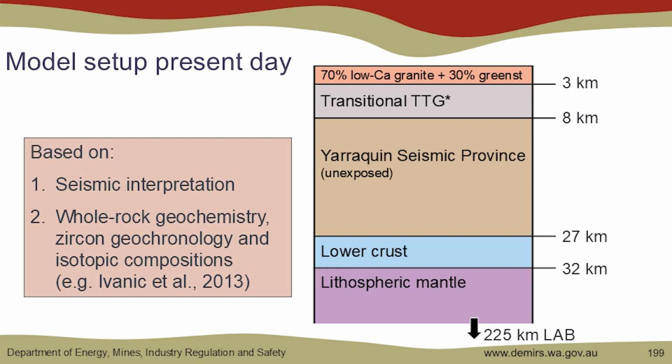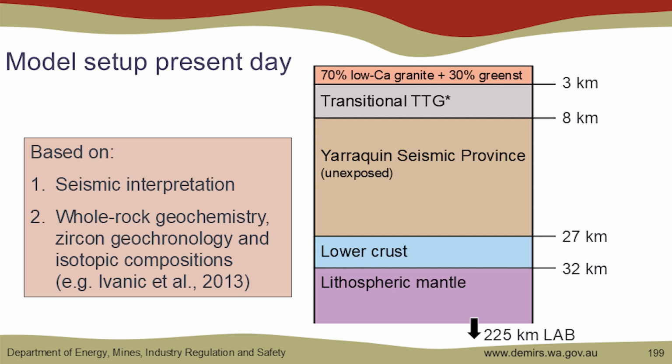Okay, so zooming in on what the crustal architecture looks like in the present day, this is largely based on the seismic interpretations that we have. And in terms of the petrogenetic models that we have for these rock types, that really comes from our zircon geochronology and isotope information. And so at the present day, we've got a thin upper crust of dominantly low calcium granites with a bit of greenstone, underlain by transitional TTGs, or the high calcium granites.